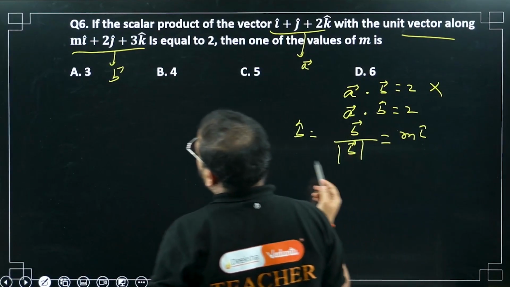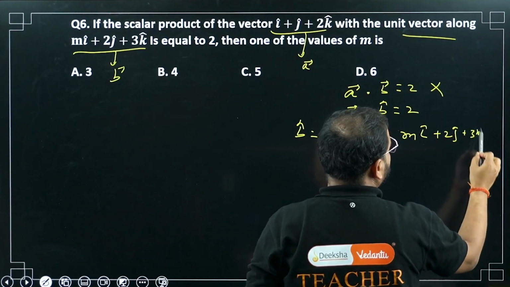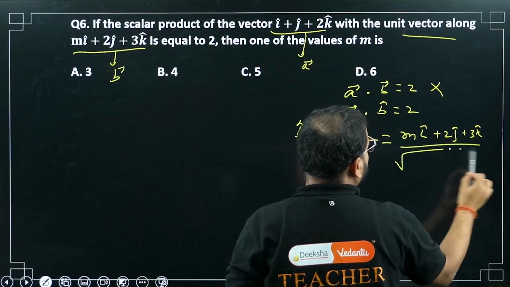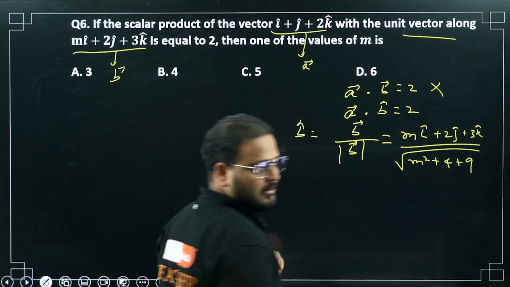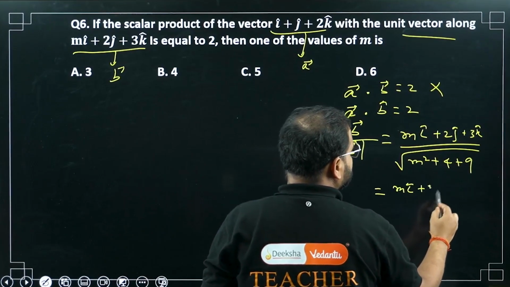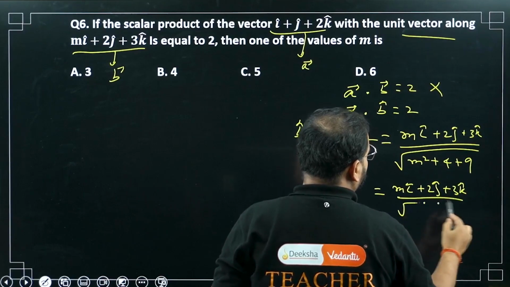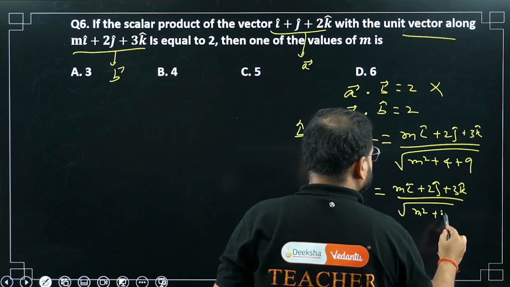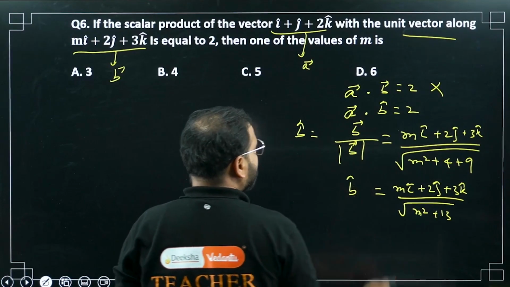m i cap plus 2j cap plus 3k cap, divided by the square root of everything: m square plus 4 plus 9. 4 plus 9 is 13. So it is m i cap plus 2j cap plus 3k cap upon root of m square plus 13. Now this is my b cap.